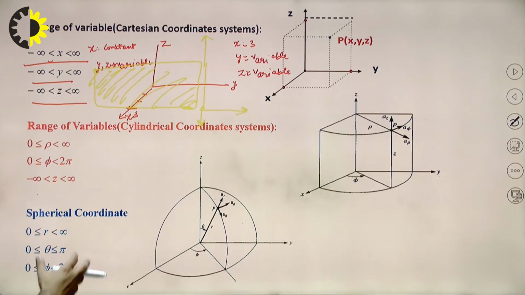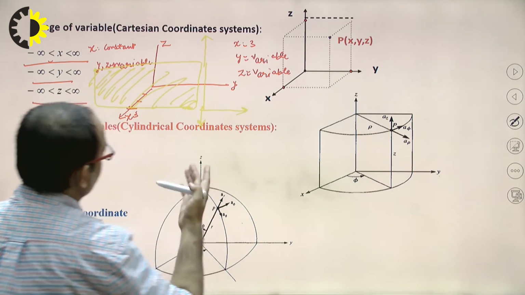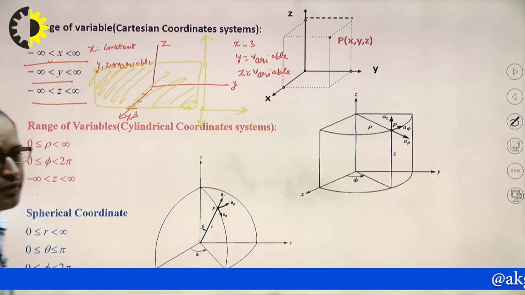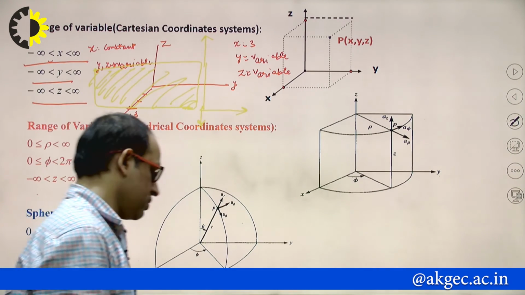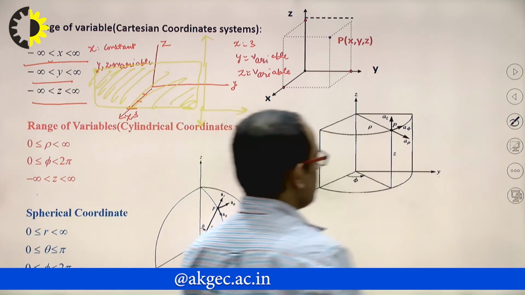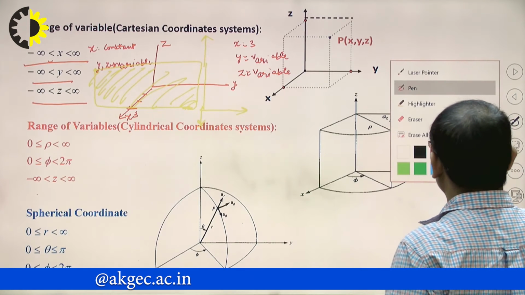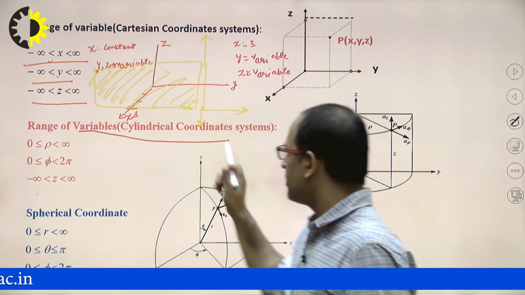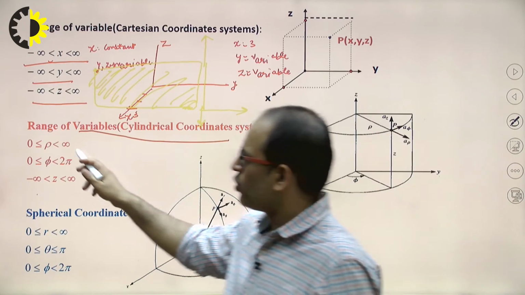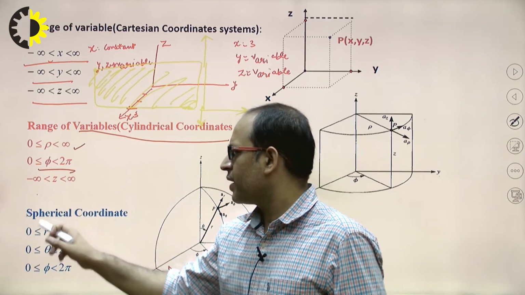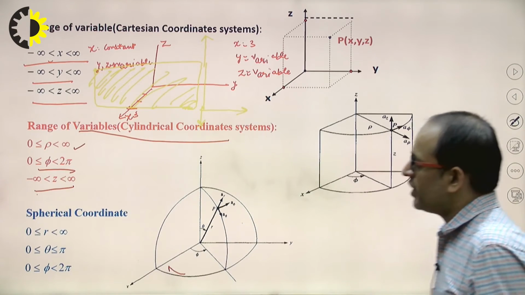Now similarly, if I say z and x are the variables, what will be the plane formed when y equal to constant? In the next slide we will discuss about each plane which will be formed. Now see that range of variables in cylindrical coordinate system: rho ranges from 0 to infinity, phi will range from 0 to 2 pi, and z will range from minus infinity to infinity.